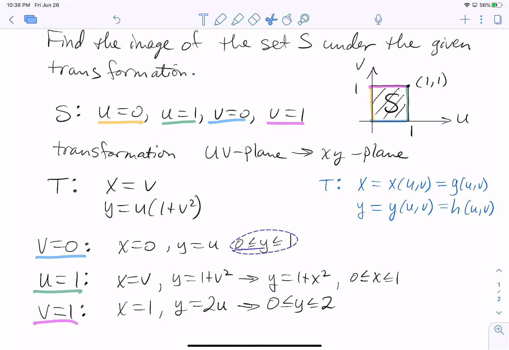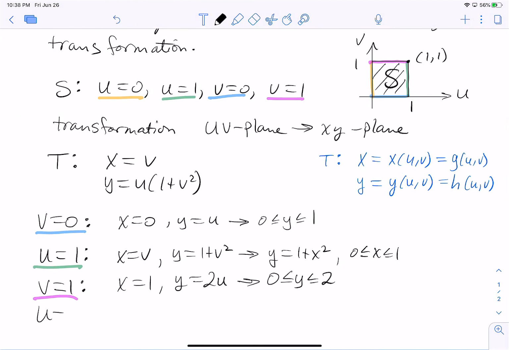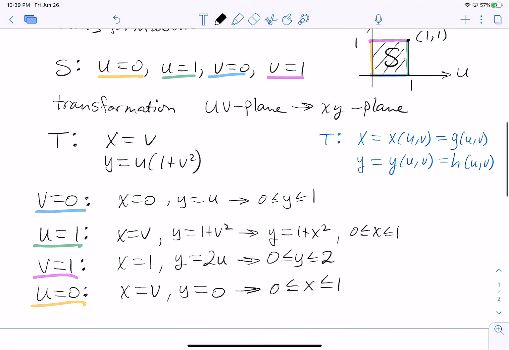If I'm going to be consistent with my notation here, for the first one I should draw a little arrow leading to y going from 0 to 1. That's for v equals 0. All right, last one. For u equals 0, we have that x is equal to v and y is equal to 0 because y has u as a factor, which means that since v goes from 0 to 1, x goes from 0 to 1. I'm going to rearrange these just a little bit so that I can make room for a graph over here.